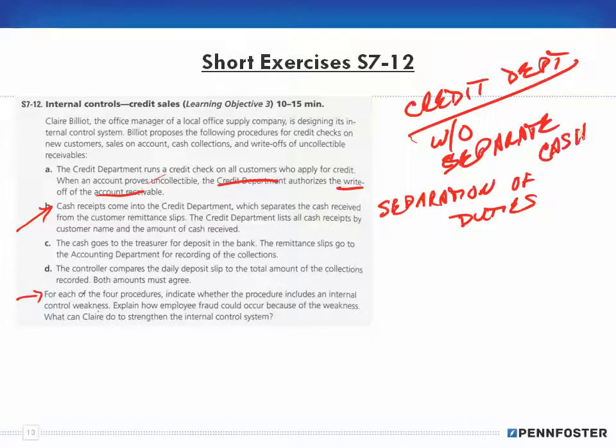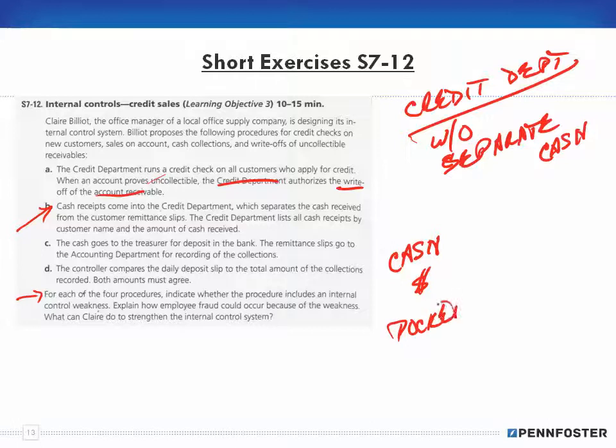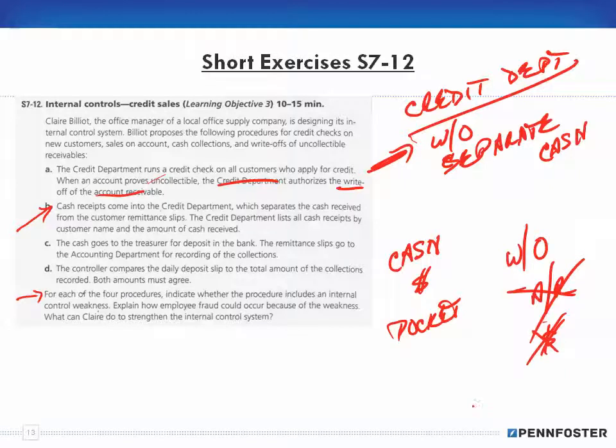So who's to say that that person in the credit department, when they receive the cash and that receipt, doesn't take the cash and put it in their pocket? And then because they have the ability to write off, they go ahead and write off that account, and that accounts receivable is no longer on the books. And so you never see that cash. You never see that cash coming in because they've pocketed the money. So you need a separation of duties. Somebody else should be handling that.